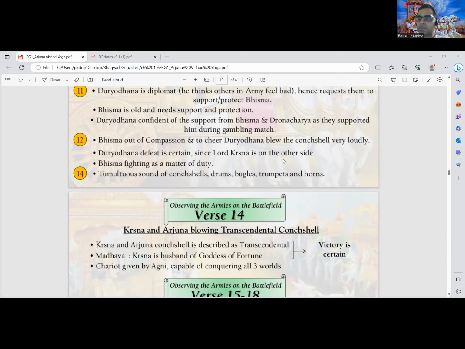Krishna, Arjuna, Yudhishthira Maharaj, Bhimasena, all the brothers picked up their own conch shells and started blowing them. Does anyone remember the name of the conch shell used by Lord Krishna? Panchajanya. Yes, very good. And Arjuna's?